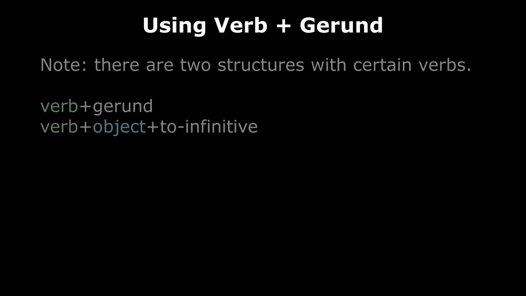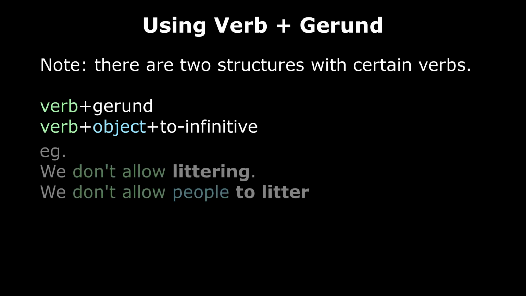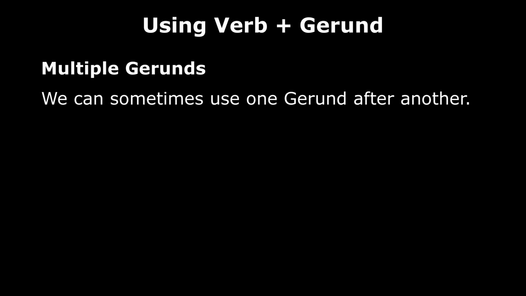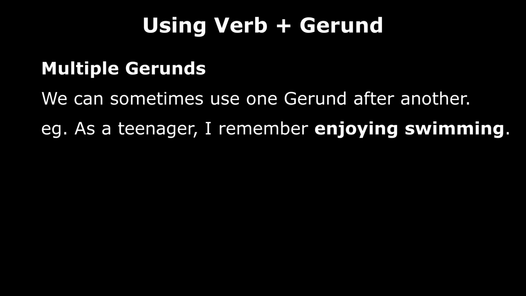Note, there are two structures with certain verbs: verb plus gerund, verb plus object plus to infinitive. For example, we don't allow littering. We don't allow people to litter. Multiple gerunds. We can sometimes use one gerund after another. For example, as a teenager, I remember enjoying swimming.